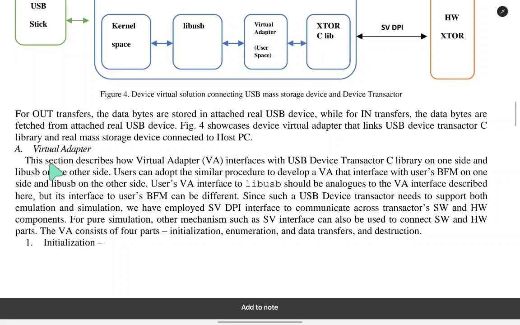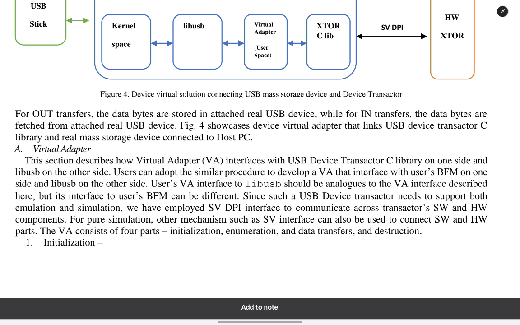This section describes how the virtual adapter interfaces with the USB device transactor C library on one side and the libusb on the other side. Users can adopt a similar procedure to develop the VA to interface with the user's BFM on one side and libusb on the other side. The user's VA interface to libusb should be analogous to the VA interface described here, but each interface uses a BFM and can be different.